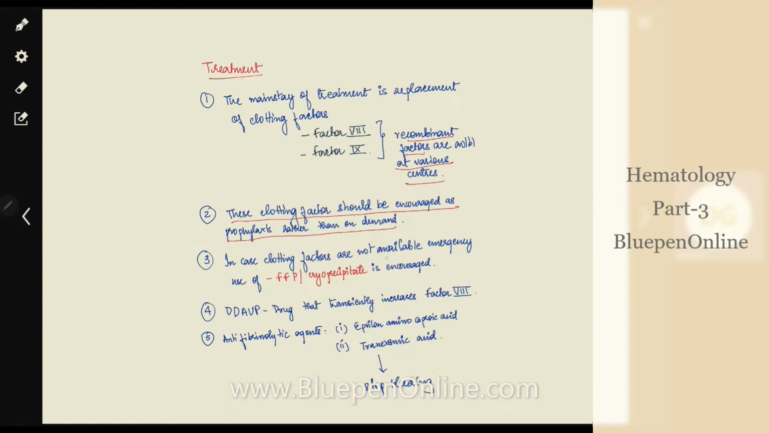DDAVP is a drug that transiently increases factor 8, but it is not curative. Antifibrinolytic agents like epsilon aminocaproic acid and tranexamic acid can be used to stop bleeding.